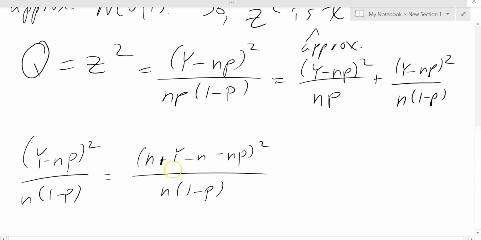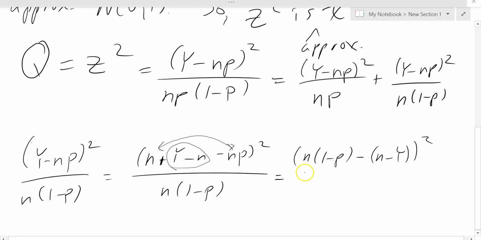All right. If we look at these two pieces together, so the y minus n together and the n times 1 minus p together, this is going to be n times 1 minus p. Then I can write this as minus n minus y squared over n times 1 minus p. I just factored out the n.